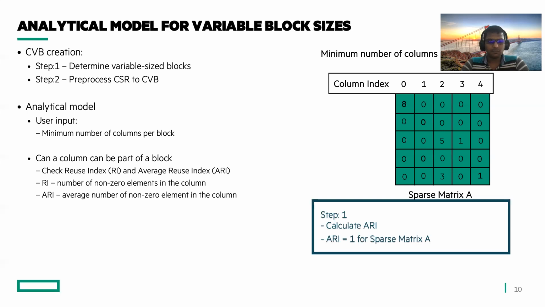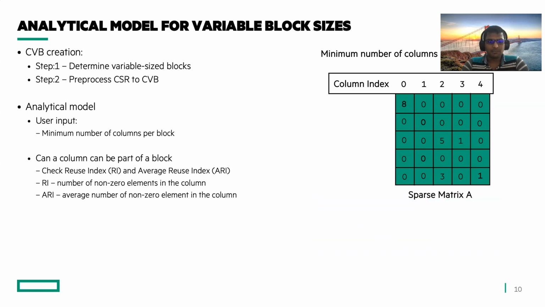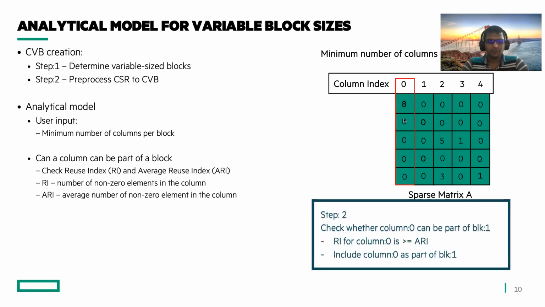For step 1, we calculated the average reuse index. And then in the next step, we start iterating through every column in the matrix. We check whether column 0 passes the condition where the reuse index for this column is greater than or equal to the average reuse index. Since it passes, we include this column as part of the block. And then we do the same thing for the next column, and the condition here fails. So we don't include this column as part of the block.